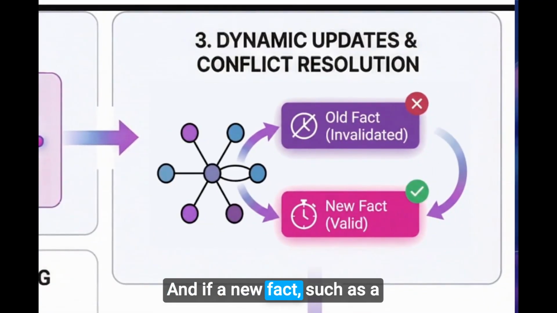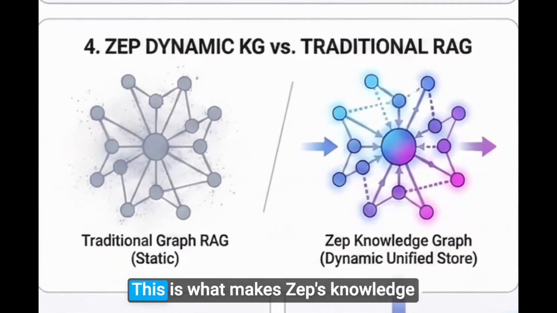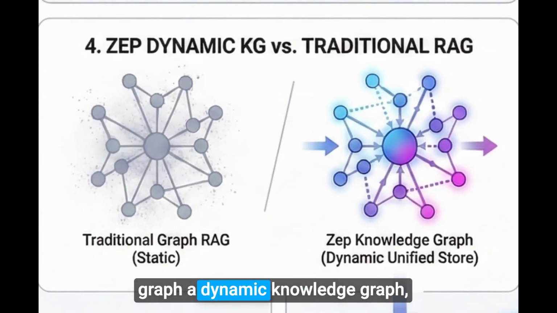And if a new fact, such as a user preference, contradicts or invalidates a prior fact, the prior fact is marked as invalid using the valid and invalid at timestamps that are on every fact in the knowledge graph. This is what makes ZEP's knowledge graph a dynamic knowledge graph, since it updates in response to new data and constantly maintains the current state of things, in contrast to traditional graph RAG.